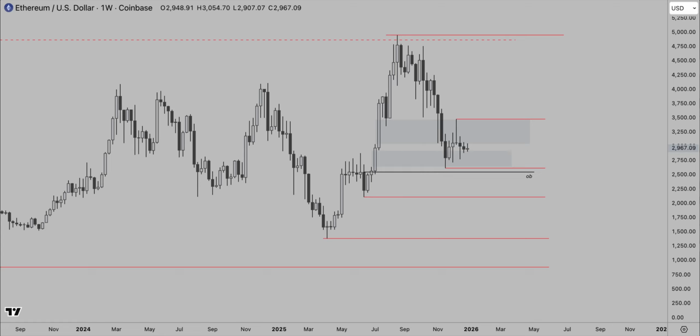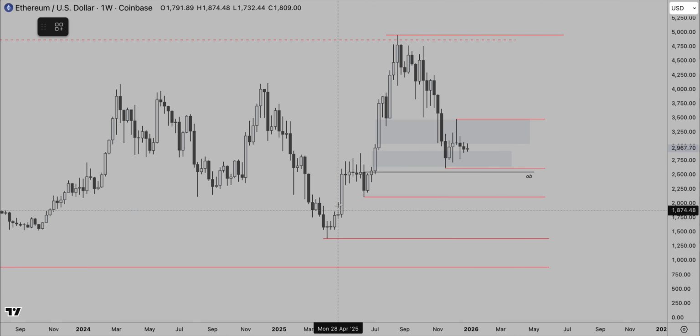over each other. So we have this fair value gap, this sell side liquidity, and we also have this order block down here. This is a stack of confluences. This is essentially what we want to see. There's a high probability area where price is likely going to tap into.